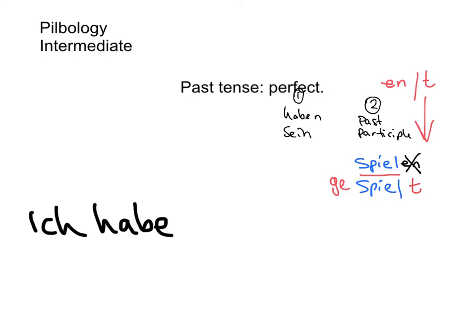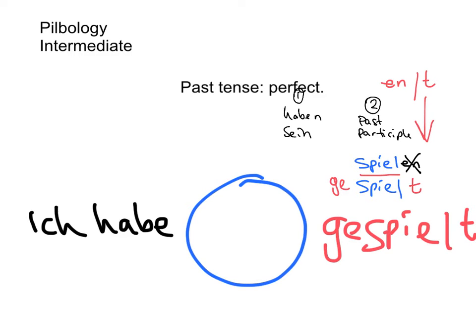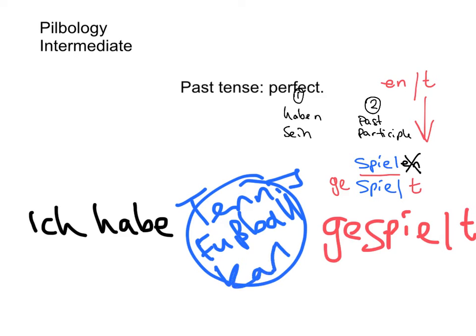So if we then know the gespielt goes here, take a wild guess at what goes in here. That's right. Fußball or tennis or whatever else it is, your Karten, if you're a bit of a card shark. Karten. The other bits of information go in here. So, ich habe starts out the past tense. The gespielt is always at the end. And then what it is that you played goes in here.